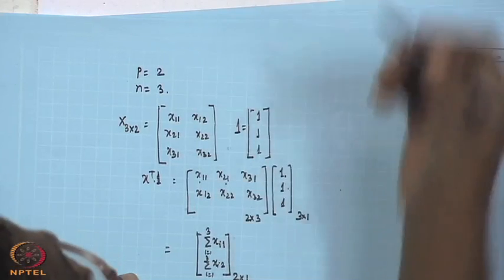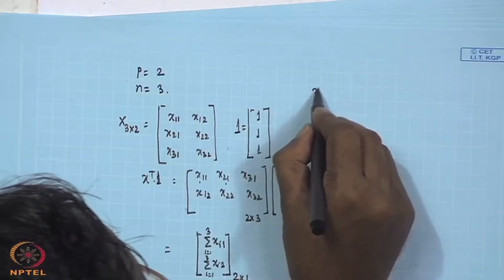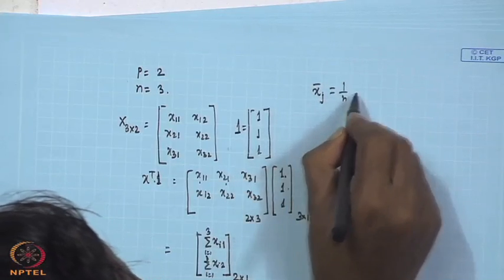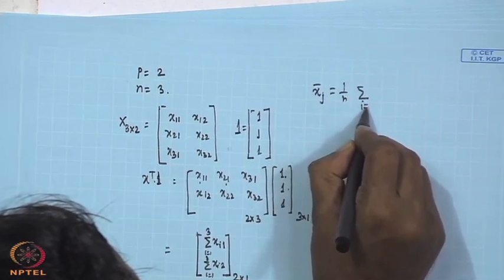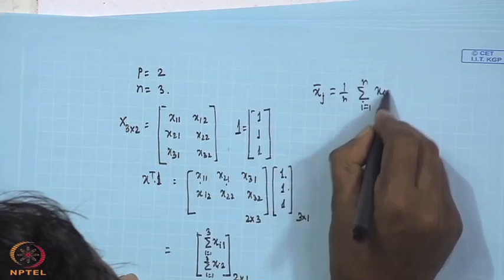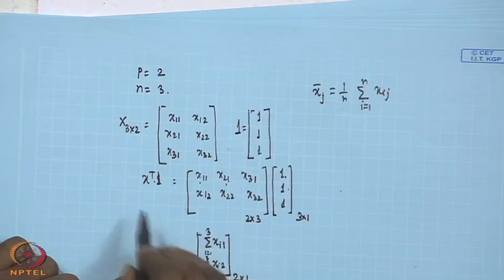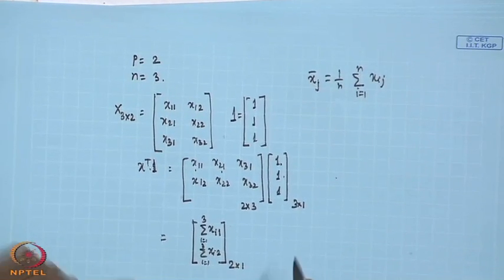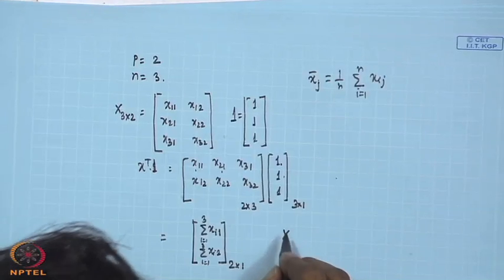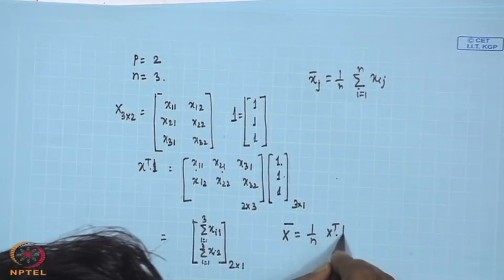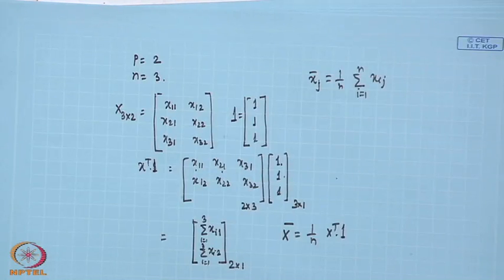Now, we have seen earlier that x j bar is 1 by n, sum total i equal to 1 to n x i j. So, if I divide these resultant things by n, I will get the mean vector. So, that means I can write x bar is 1 by n X transpose 1.